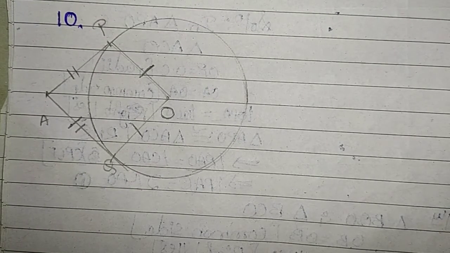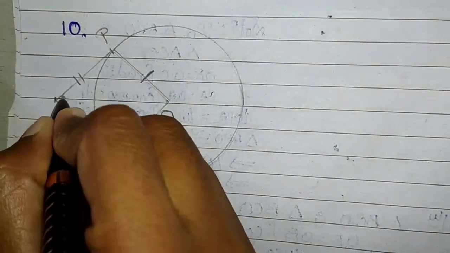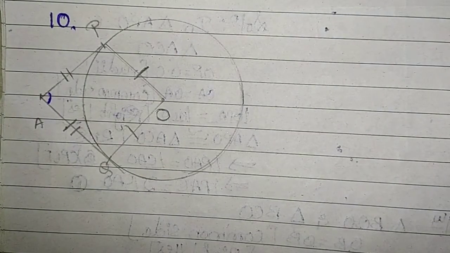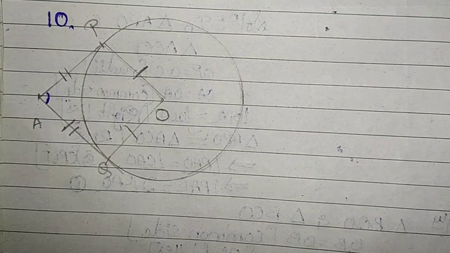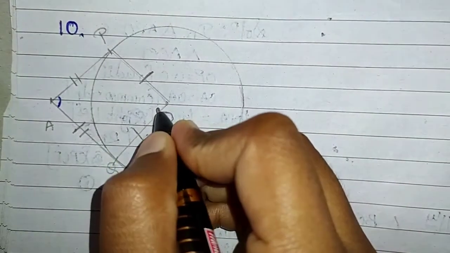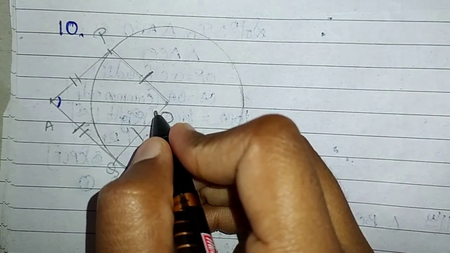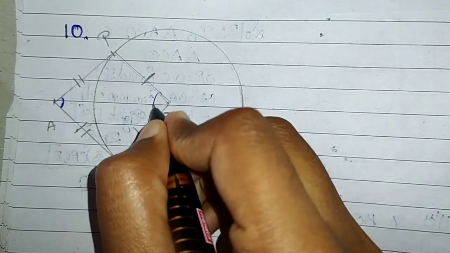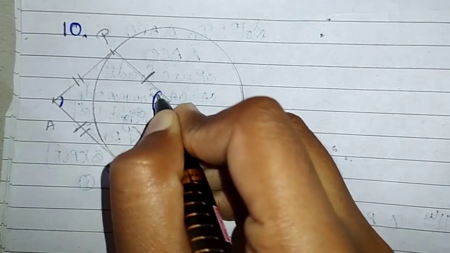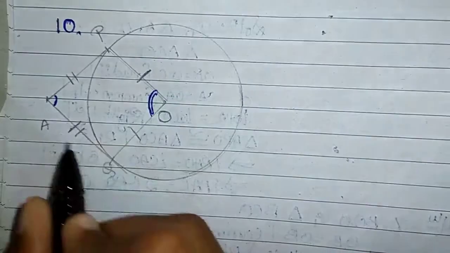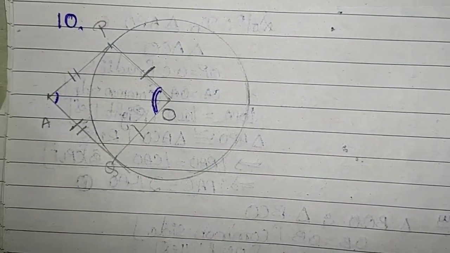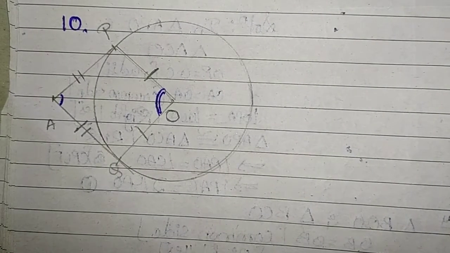So here the question is, prove that the angle between two tangents, that is this angle, the angle between two tangents drawn from an external point to a circle is supplementary to the angle subtended by the line segments joining the points of contact at the center, that is this angle. So we have to prove that these two angles are supplementary. That means their sum is 180 degrees.